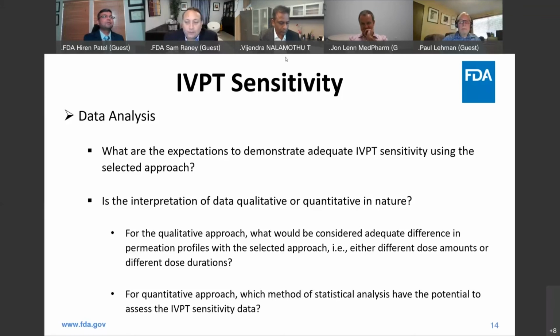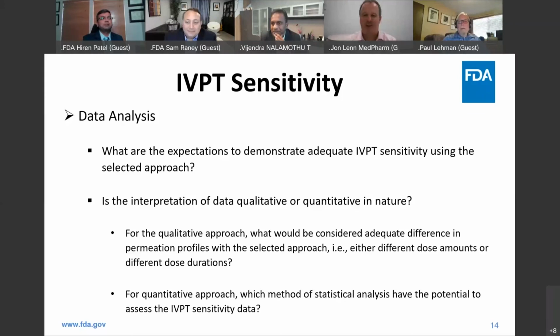So here, who do you want to answer? We can start with our stakeholders first. Once you conduct the study, how do you interpret the data? How do you refer to the guidance? And at what point do you call your method discriminatory? And then probably somebody from the FDA can provide their input on how to analyze those data.